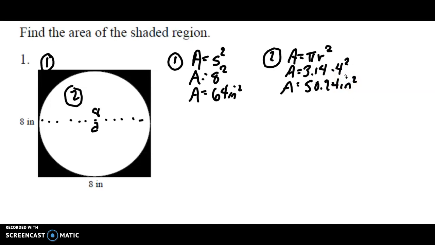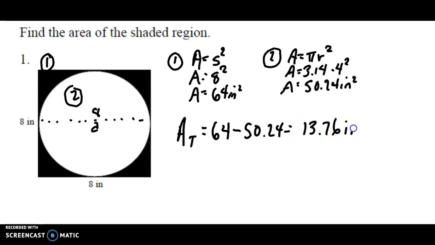The last step is to find the area of the shaded region. So I have to figure out, am I going to add those numbers or subtract those numbers? Since I only want the shaded part, that means there's a hole in the middle. Whenever there's a hole, we're going to subtract. So area, I'm going to put a T there for total, is 64 minus 50.24, and I'm going to get 13.76 inches squared. And that is the area of the shaded region.